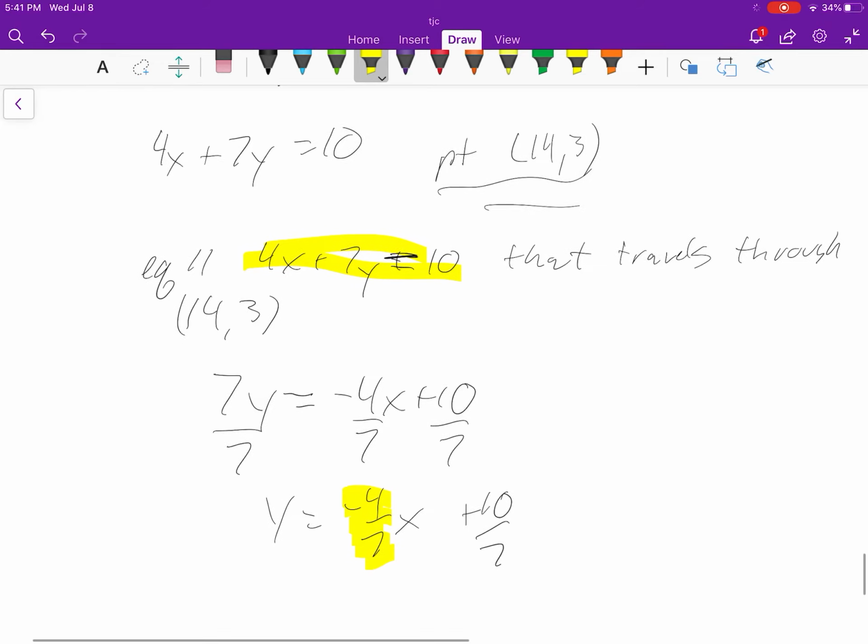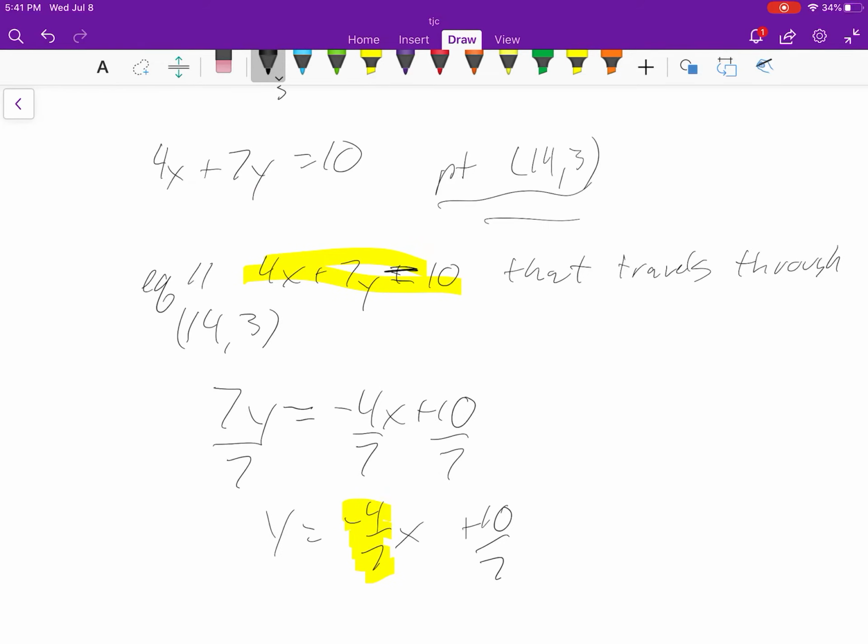Okay, we're going to take that slope and we're going to separate it out, put it over here. And now we're interested in finding the parallel slope. Well, what's parallel to -4/7? Well, that's the same slope. Two parallel slopes are the same. So our parallel slope is -4/7.